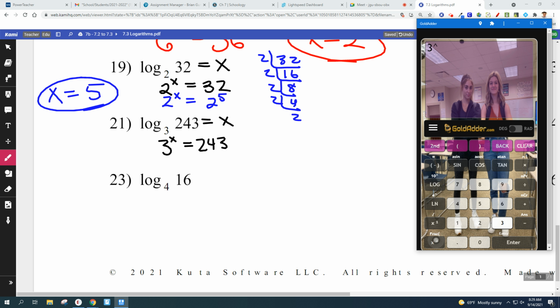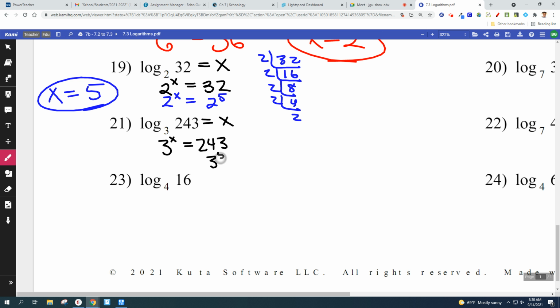So what'd you say? 3 to the 5th? Yeah, that's right. 3 to the 5th power equals 243. I was thinking it was 3 to the 4th, but that's 81. So your answer's got to be 5. 243 is equal to 3 to the 5th power. 3 to the x equals 3 to the 5th. x must equal 5. That's your answer, 5.